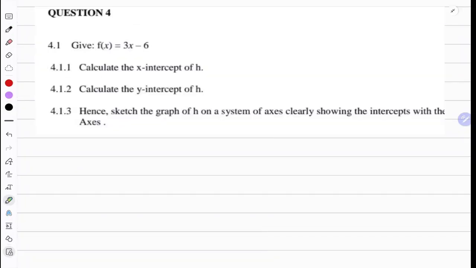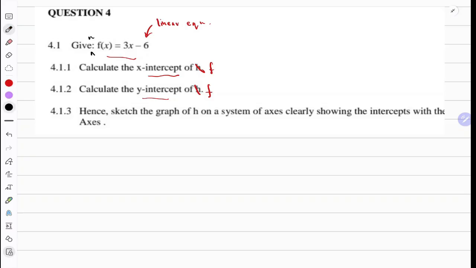Right, moving on to question number 4. It says given that f of x is equal to 3x minus 6. So this here is a linear equation, right? We need to calculate the x-intercept of h. I think this should be f, and this also should be f. So we need to calculate the x-intercept of f, this function, and we also need to calculate the y-intercept. So we need to apply the dual intercept method.